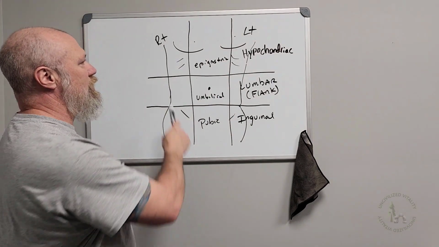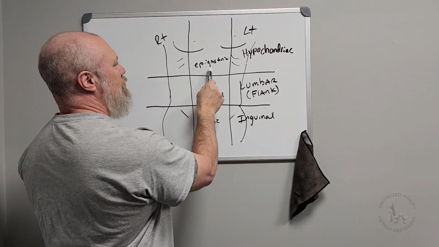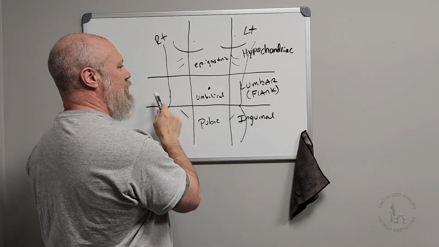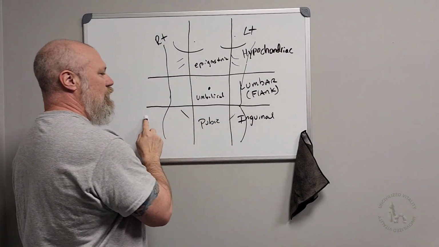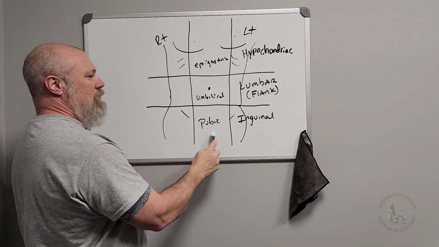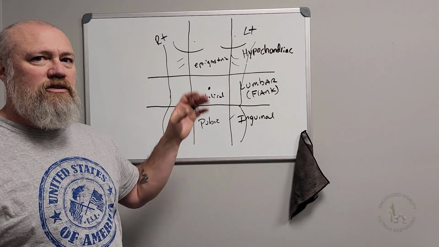But these are the 9 regions. You have your right hypochondriac, epigastric, left hypochondriac, right lumbar or flank, umbilicus, left lumbar or flank, right inguinal, pubic, left inguinal. So those are the 9 regions of your stomach.